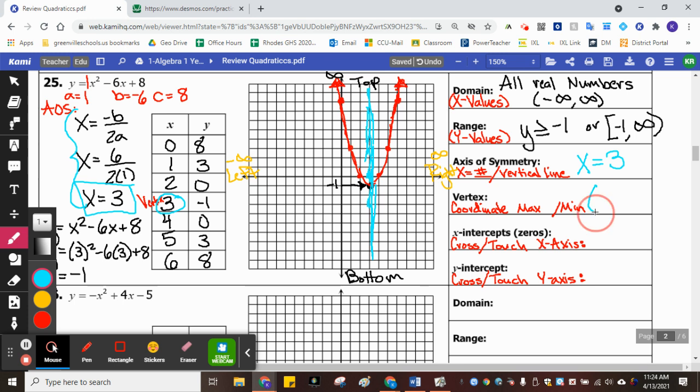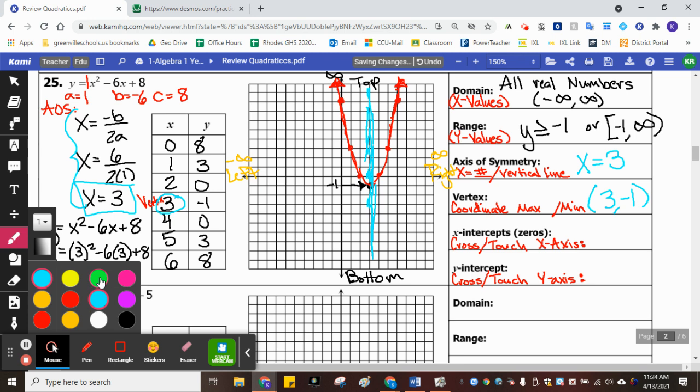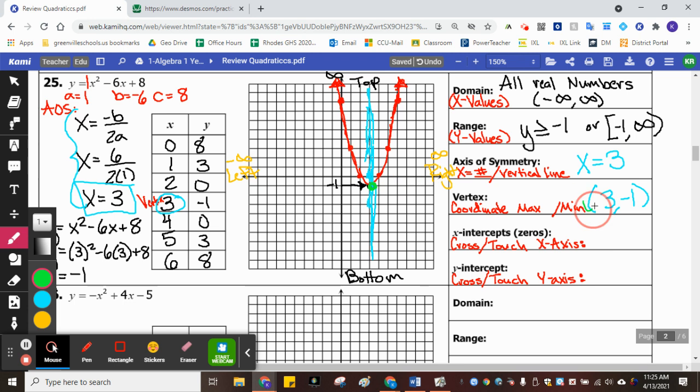Our vertex, we found (3, -1). Visually, if this graph is opening up, which it is, it's going to be a minimum. So if your graph opens up, your vertex is going to be a minimum at the very bottom point. If your graph opens down, it's going to be a maximum at the very top point. So if you're looking at a graph, trying to find your maximum or minimum, look visually for it.